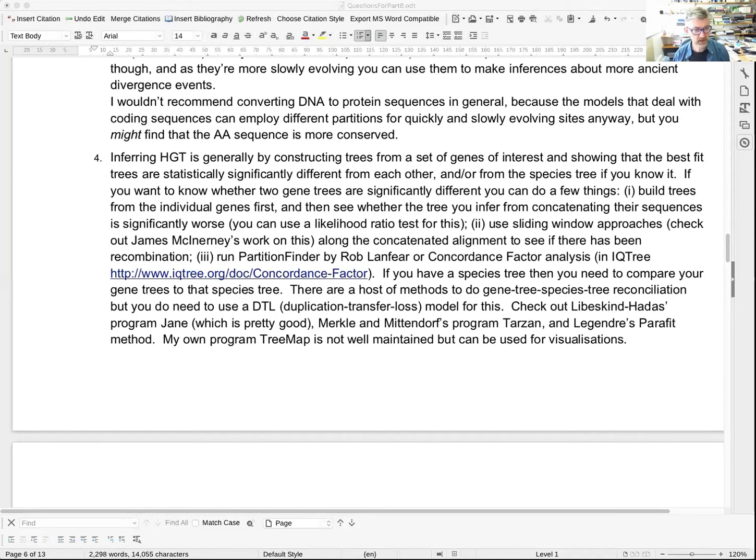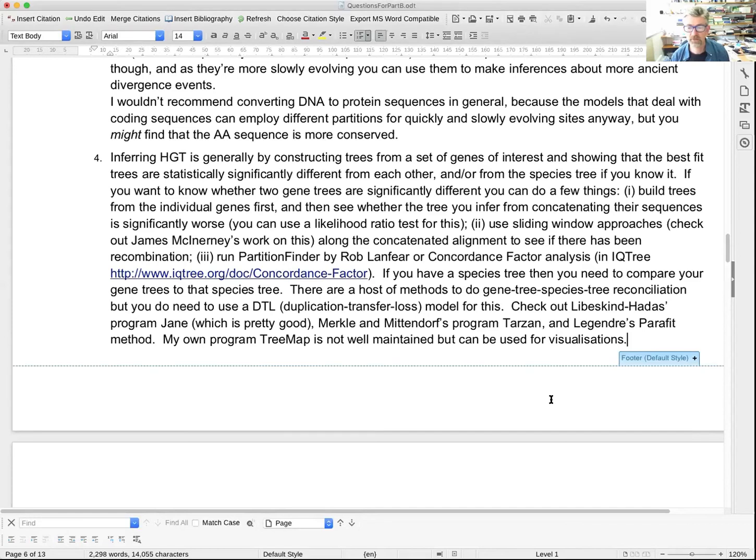Ape, and don't capitalize that please, Ape, and another one called Fangorn. Oops, that's not how you spell Fangorn. Good packages for phylogenetics in R, if you're interested in using R for your analyses, which probably a lot of you are.